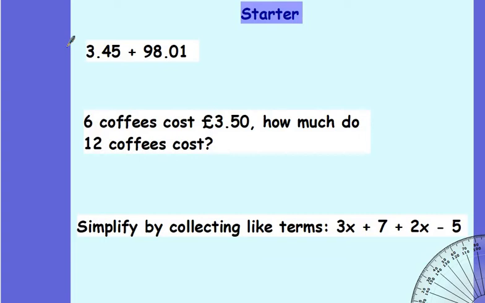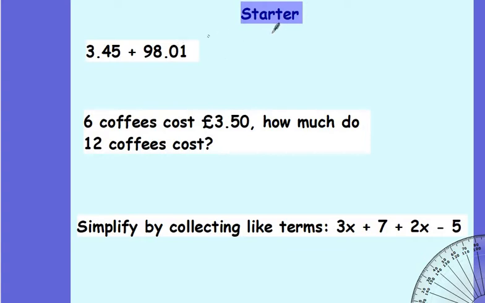Let's start off with a quick starter, shall we? Can you find 3.45 plus 98.01? If 6 coffees cost £3.50, how much do 12 coffees cost? And finally, can you simplify 3x plus 7 plus 2x take away 5 by collecting like terms? Pause the video and have a go at those questions in your light blue books now, please.